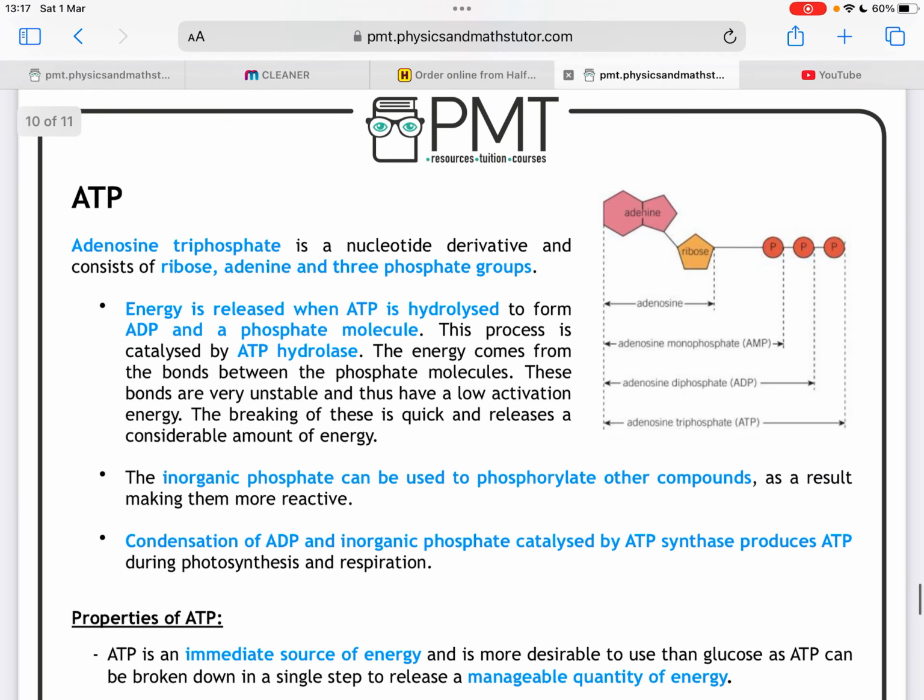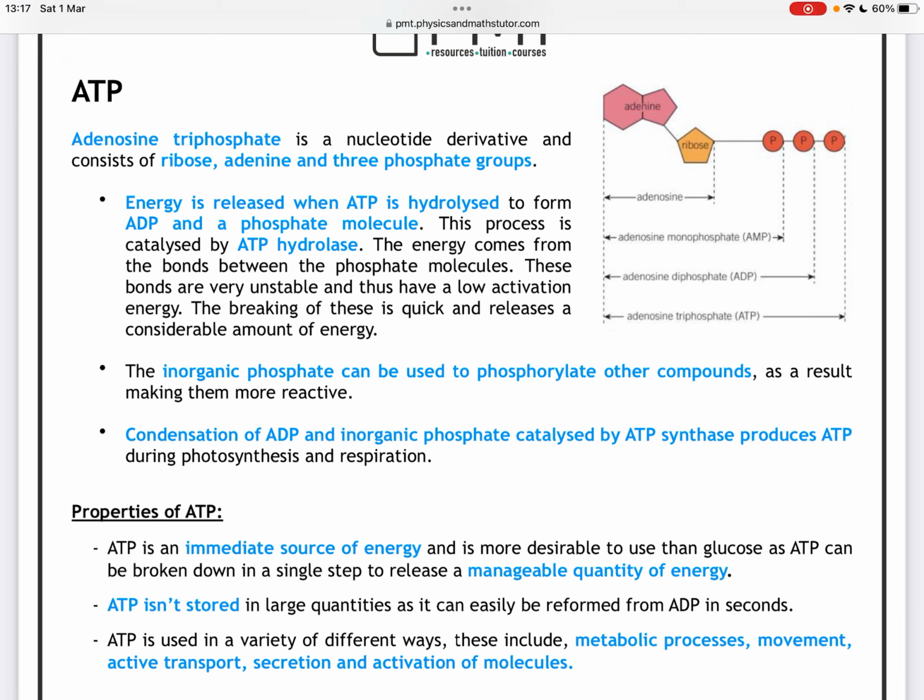What is ATP? ATP is adenosine triphosphate, and it's a nucleotide derivative and consists of ribose, adenine, and 3 phosphate groups, as you see in the diagram. Basically, energy is released when ATP is hydrolyzed to form ADP and the phosphate molecule. This process is catalyzed by ATP hydrolase, which is the enzyme.